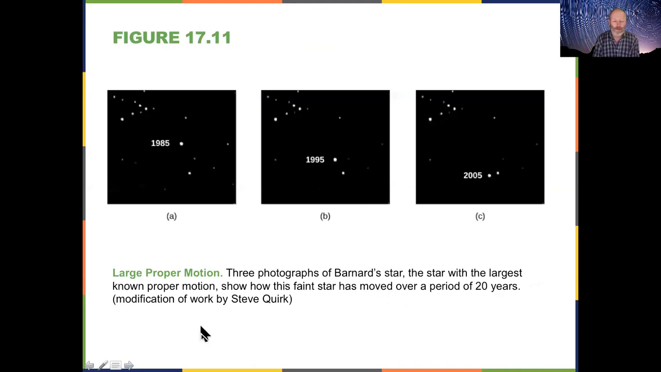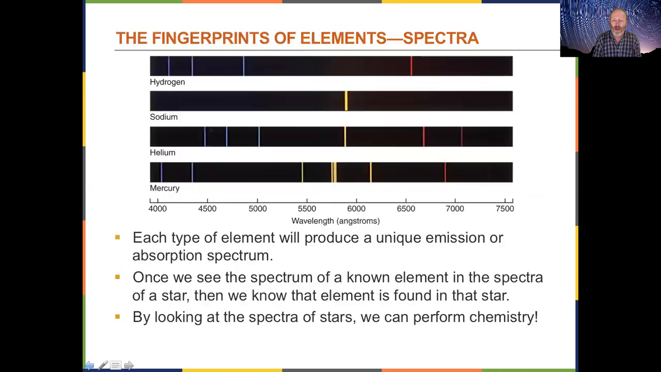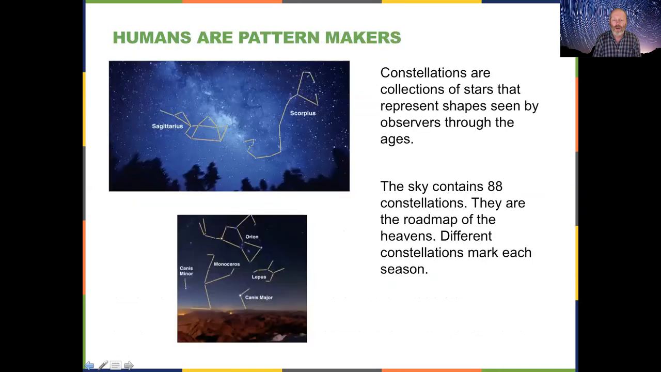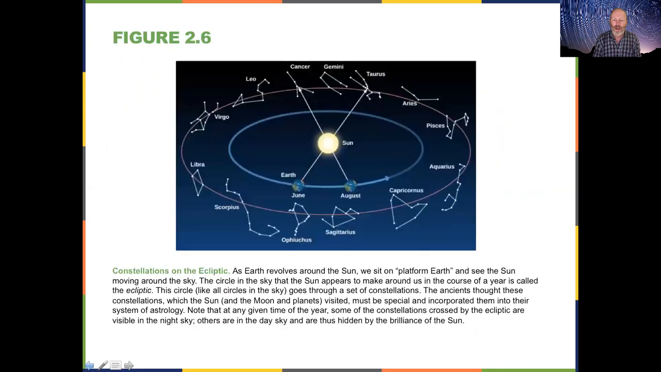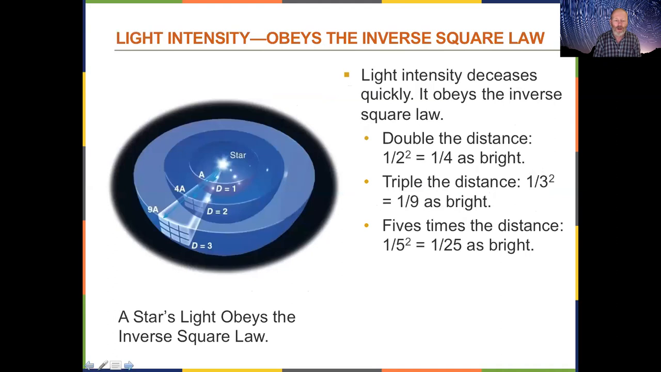How fast is it coming towards us or going away from us along the way? Barnard's star, if we go way, way back, hold on with me here for a moment. Let's go back to one of our charts here because it mentioned it. I didn't know it was this far back. There we go. It's this one here.